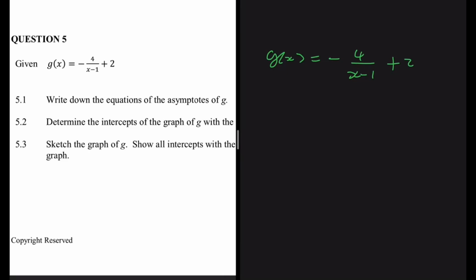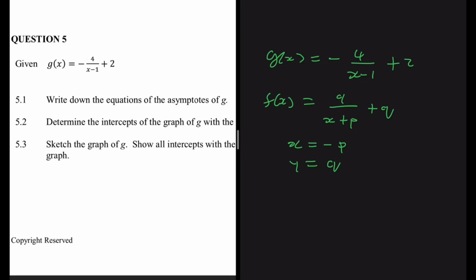But then, what is the general formula of a hyperbola? The general formula of a hyperbola, f of x is equal to a divided by x plus p plus q. We need the vertical asymptote and the horizontal asymptote. So the vertical asymptote is given by x is equal to minus p, and the horizontal asymptote is given by y is equal to q. So let's look at our equation g of x and determine minus p and q, right?